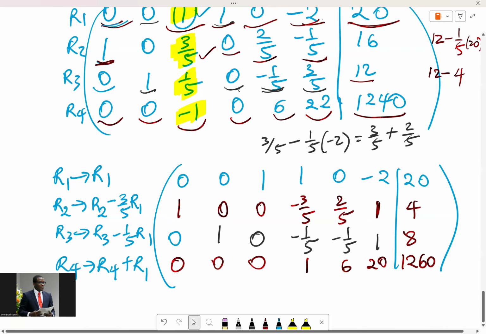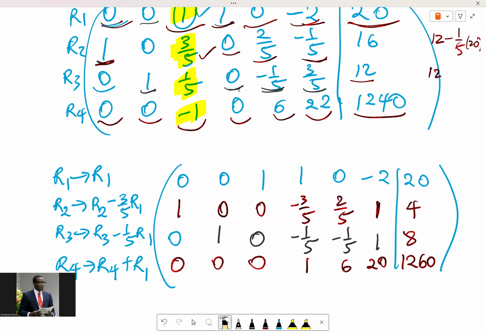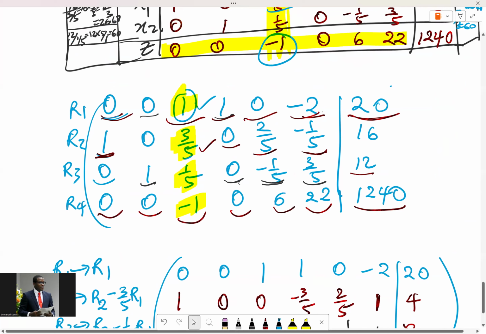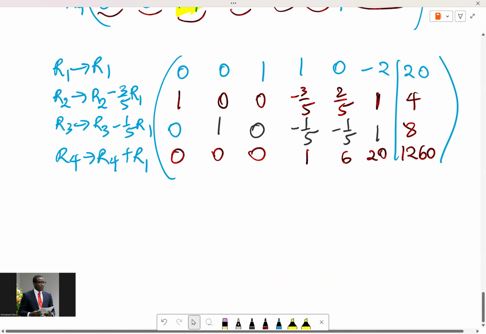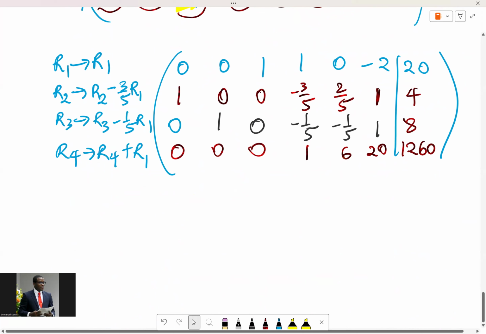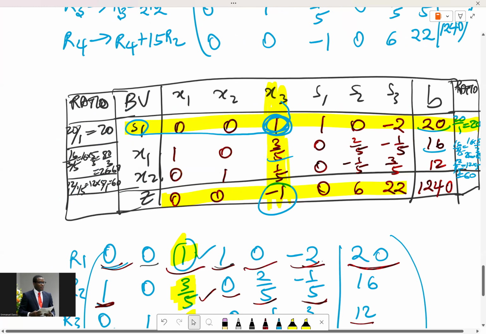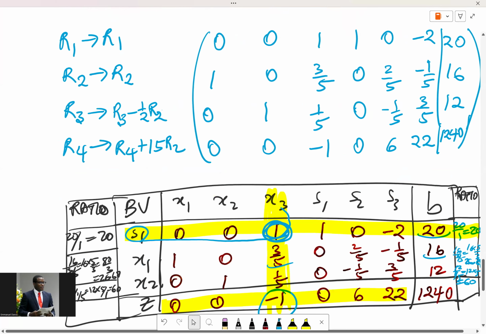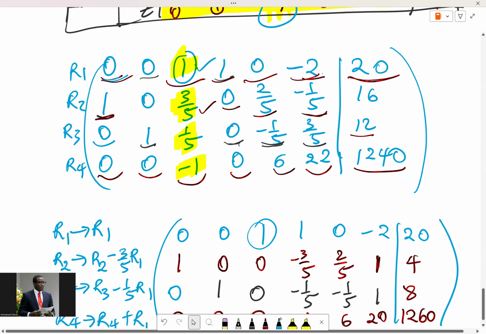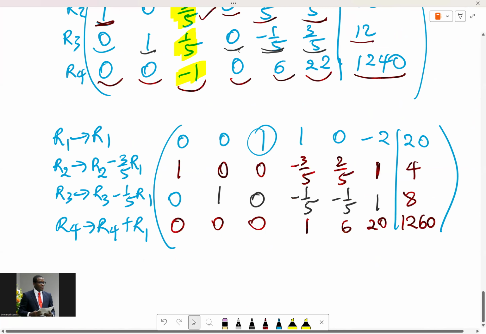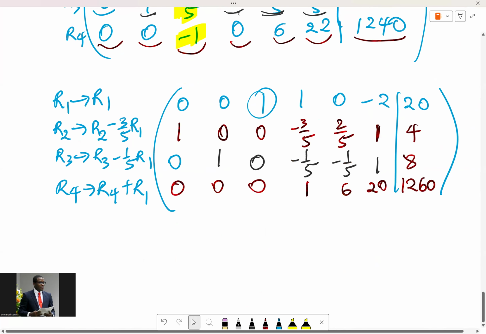Okay, 1260. So you can remove all this. So you can see it requires a lot of attention, lots of carefulness. So that's 1260. So the pivot now is actually this one, right? That's where we are coming from. Yeah. The pivot is that one already. So everything below it is zero. So let's take it back to the table.